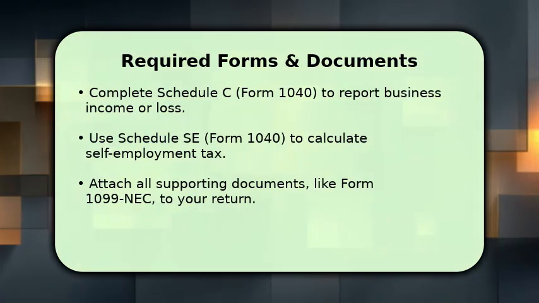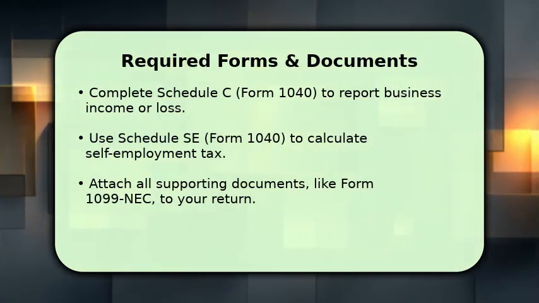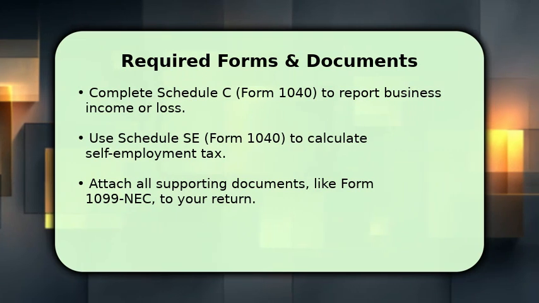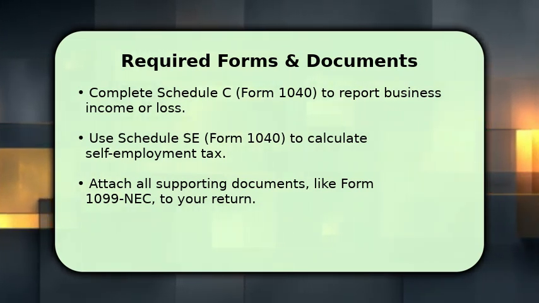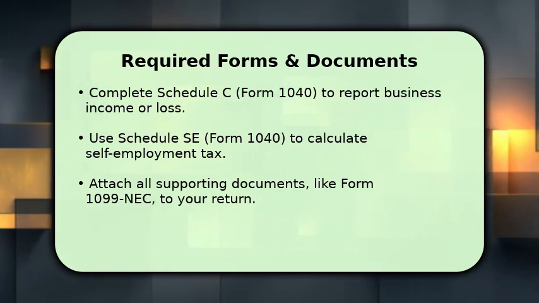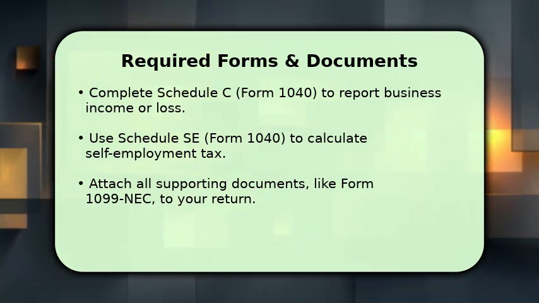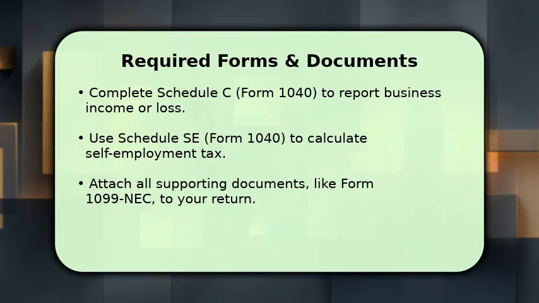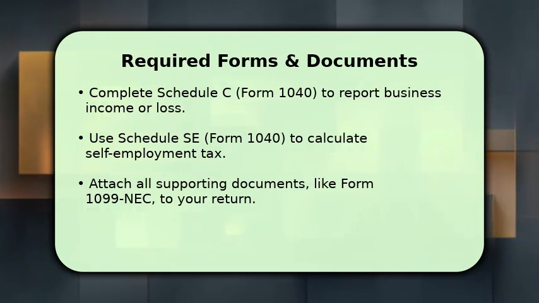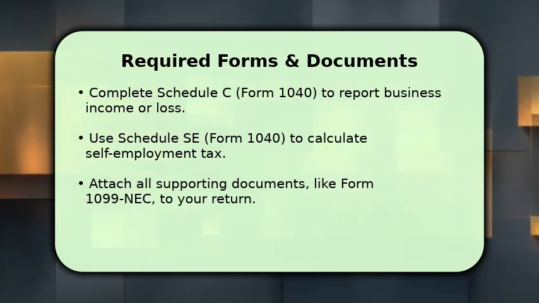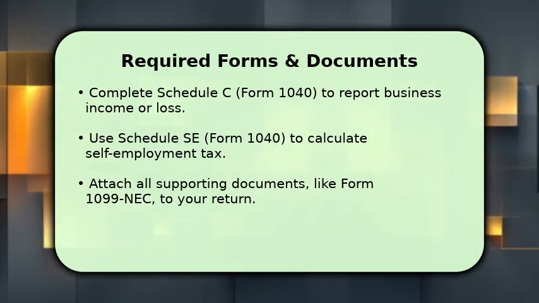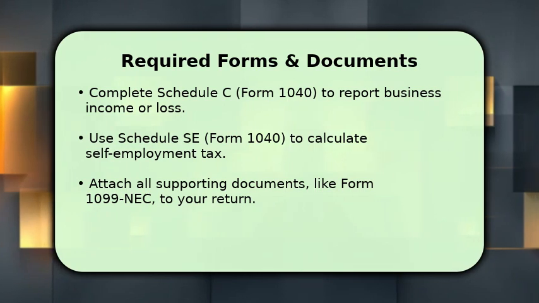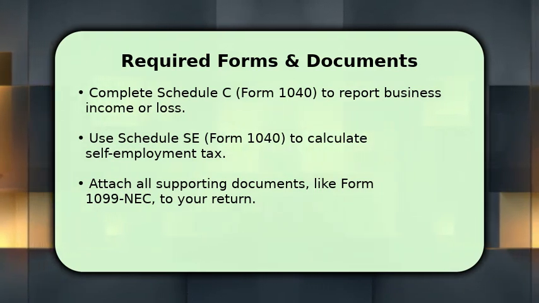For job order workers, you'll typically need to complete Schedule C, Form 1040, to report your business income or loss. This form details your revenue and expenses. Additionally, use Schedule SE, also Form 1040, to calculate your self-employment tax, which covers Social Security and Medicare. Always attach all supporting documents, such as your Form 1099 NEC, to ensure a complete and accurate return.